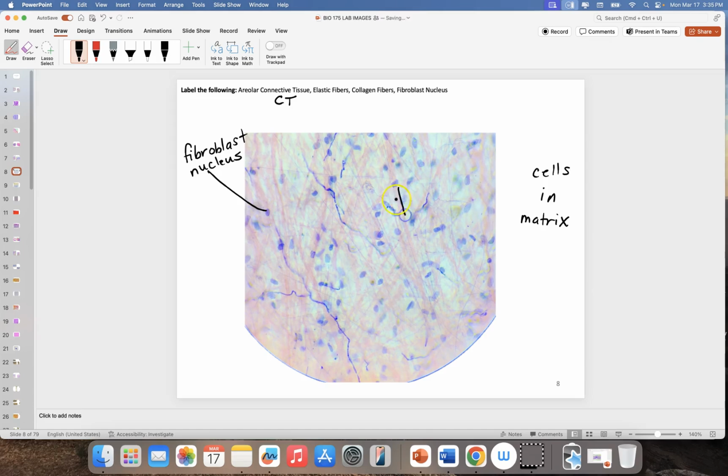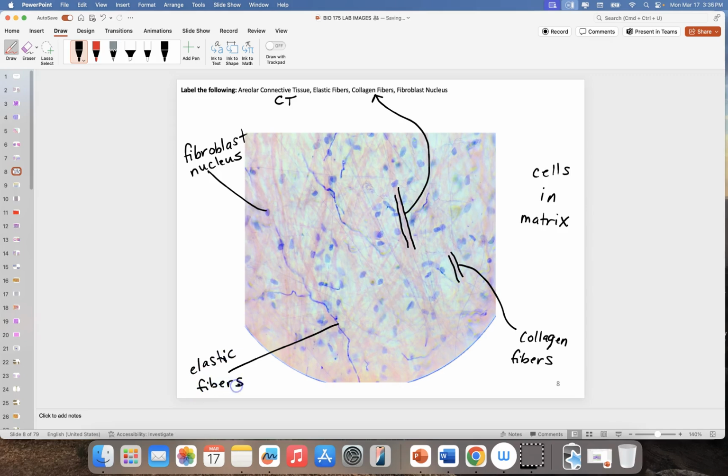These thicker, kind of lightish pink colored fibers, and I'm outlining one here, those are the collagen fibers. Again, if I just outline the light pinkish looking, kind of thicker fibers, those are going to be our collagen fibers. And then we have these thinner, darker fibers, and those are going to be the elastic fibers.